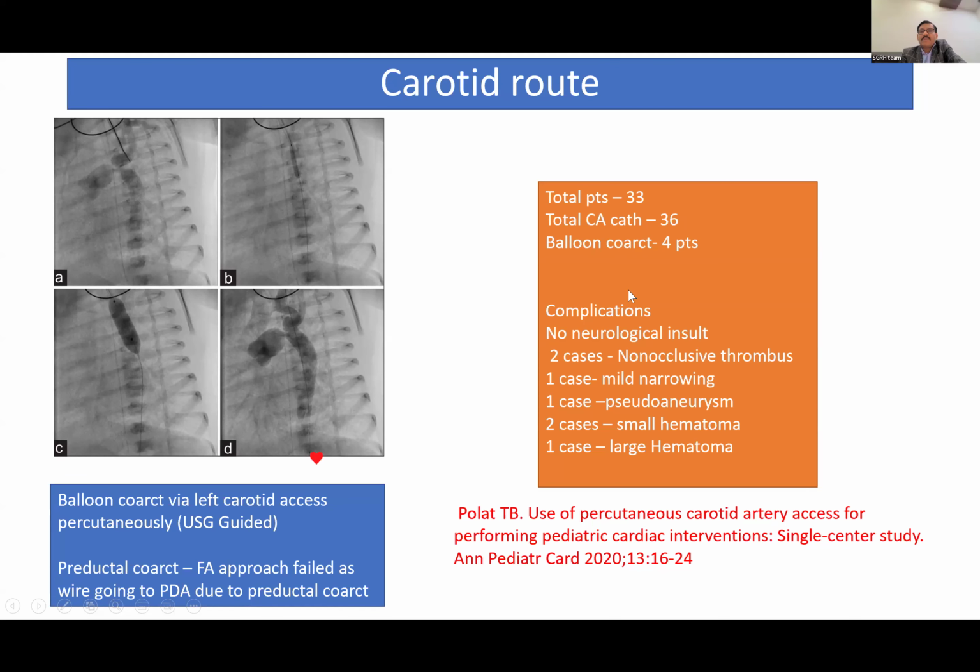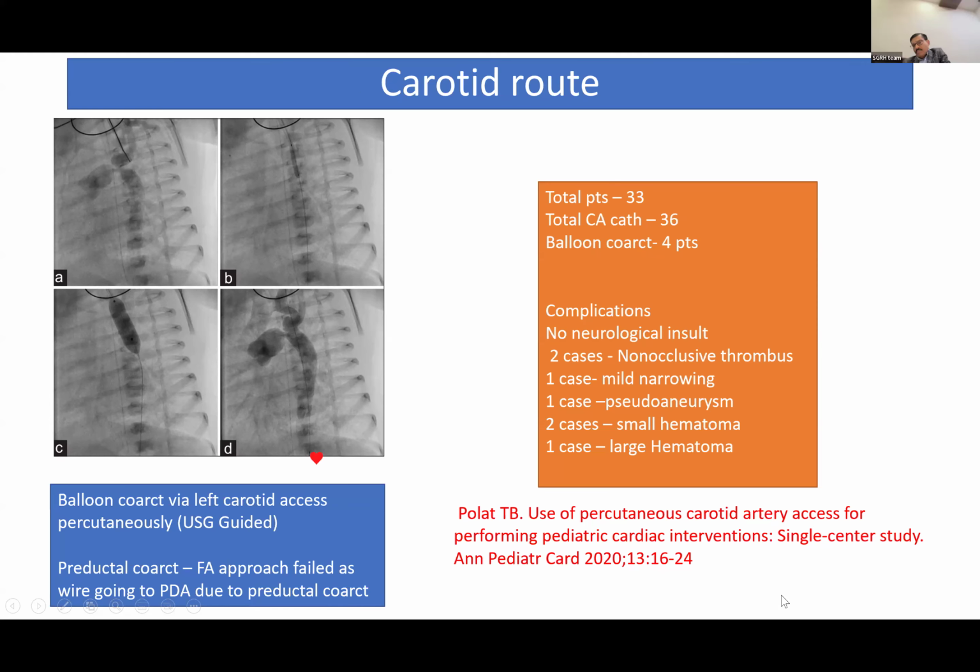So this series particularly was talking about percutaneous carotid access. Total patients 33, total cath by carotid 36, balloon coarct in 4 patients. The complication they found was no neurological insult. 2 cases had non-occlusive thrombus. One had mild narrowing, one had pseudoaneurysm, one had large hematoma. So not many complications in such patients also. All were newborns. So they said that this is feasible.